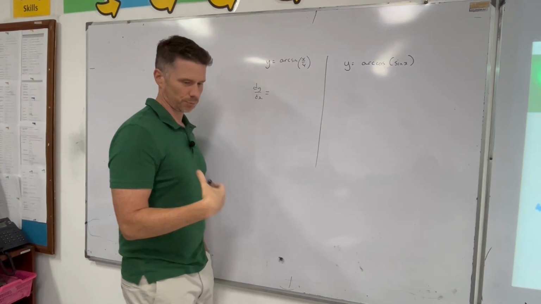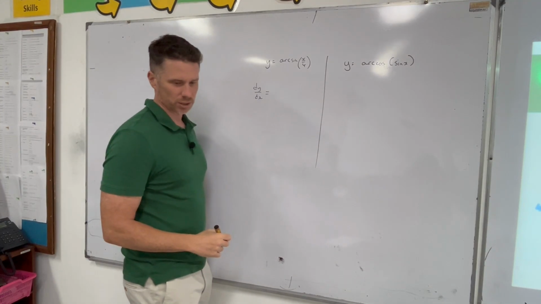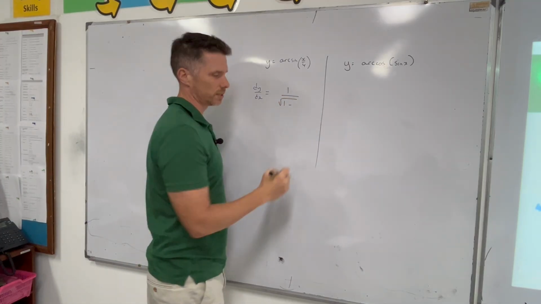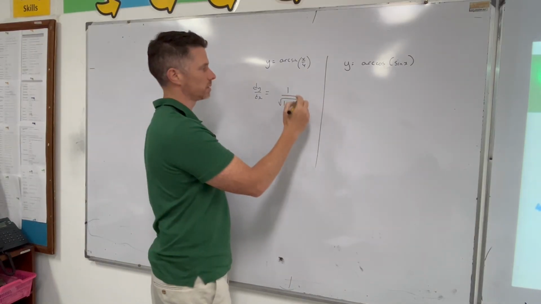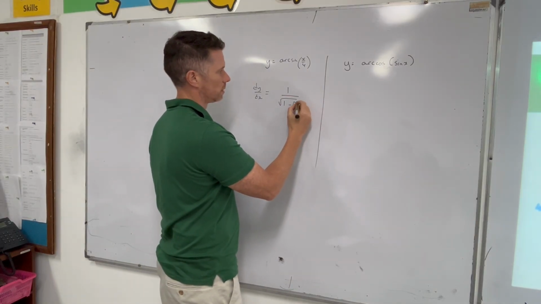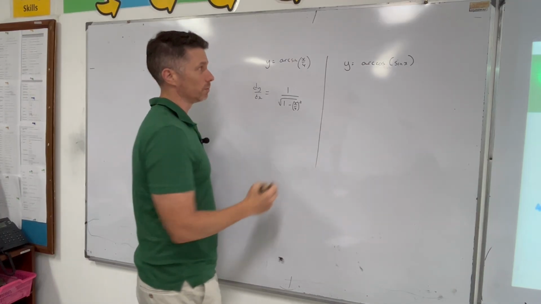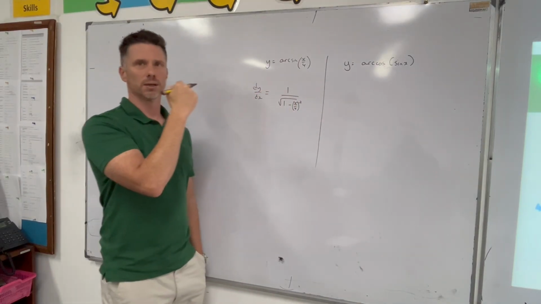x over 4. I approach my formula booklet. I know that the derivative in general is 1 over root 1 minus whatever x is squared, and x is this in this case. And then afterwards, I'd have to multiply by the derivative of any function inside. What's the derivative of x over 4? 1 over 4.